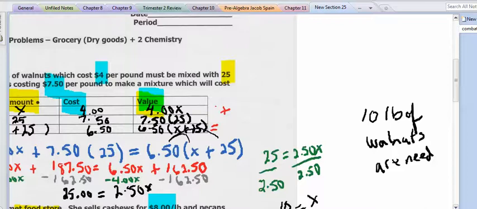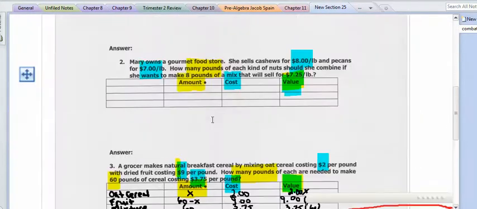Now let's do the second one. Okay, now we're going to do number 2. And again, I went ahead and I highlighted the important information. It says Mary owns a gourmet food shop. She sells cashews for $8 per pound and pecans for $7 per pound. How many pounds of each kind of nuts should she combine if she wants to make 8 pounds of a mix that will sell for $7.25?